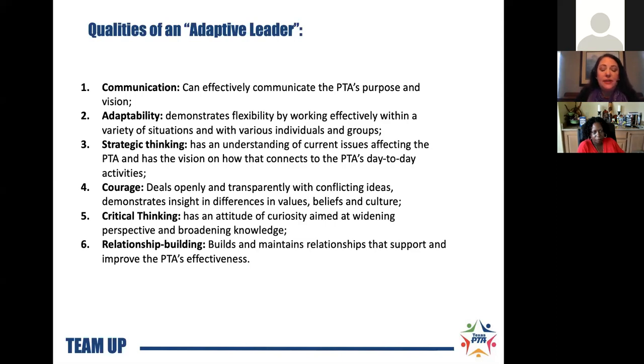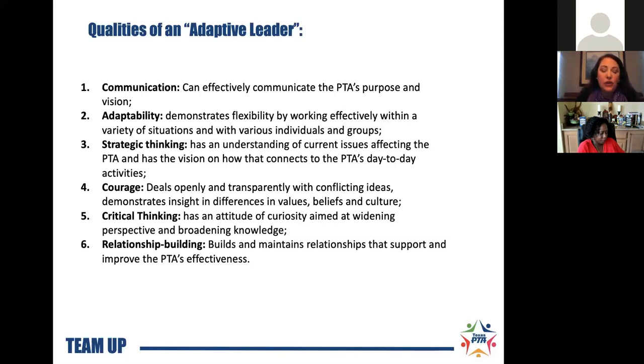Fourth, adaptive leaders are courageous. They have learned to deal openly and transparently with conflicting ideas. And they demonstrate insight in how differences in values, beliefs, and culture can actually make the PTA better. Perhaps they've taken a course or have read a book on conflict management. They hold icebreakers with their board to help demonstrate the value of different perspectives, all contributing to a discussion or a conversation. They understand that their role as a leader is not necessarily to advocate for their own opinion, but to help create an environment where others' opinions are shared and heard.